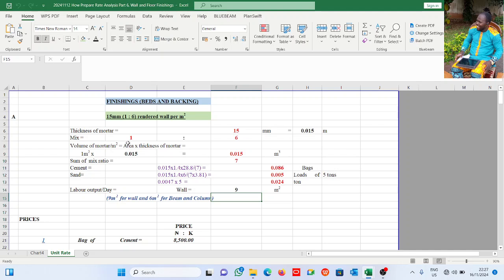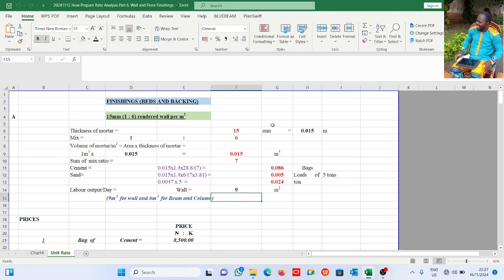However, these are for walls that are perfectly straight, because where you have walls that are not straight, not well plumbed, you might have much more than 15 mm, so that you can have a level, straight wall, because when you paint, everything is going to come out. But we're working with a straight wall, 15 mm thick, 1:6 rendered wall.